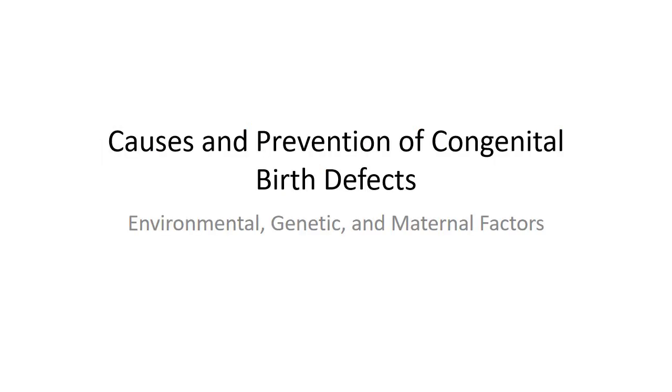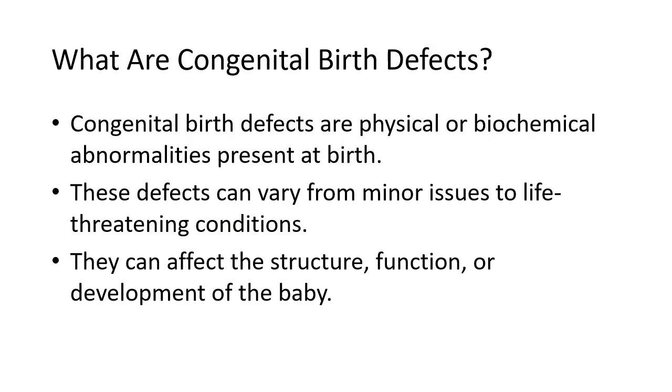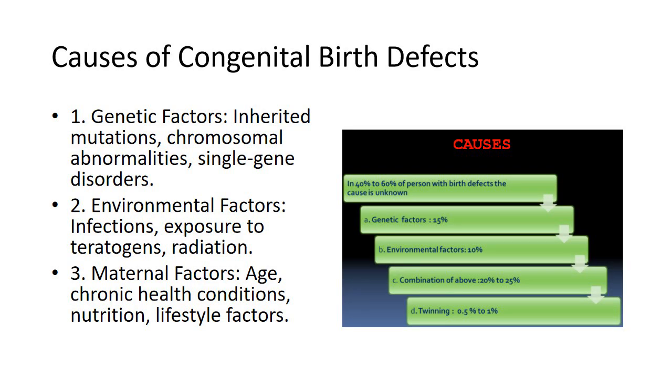Causes and prevention of congenital birth defects: environmental, genetic, and maternal factors. Congenital birth defects are physical or biochemical abnormalities present at birth that may affect the structure, function, or development of a baby. They can vary widely in severity, from minor cosmetic issues to life-threatening conditions. Understanding the causes of these defects is crucial for prevention, as many factors, genetic, environmental, and maternal, contribute to their development.